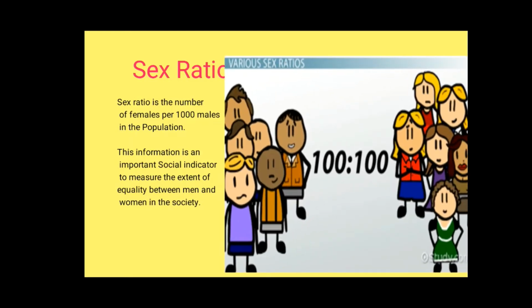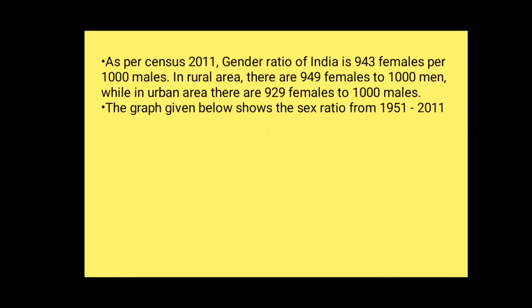The sex ratio in the country has always remained unfavorable to females. It means that the number of females per 1000 males has always remained low in our country. As per Census 2011, the gender ratio of India is 943 females per 1000 males. In rural areas, there are 949 females to 1000 males, while in urban areas there are 929 females to 1000 males.